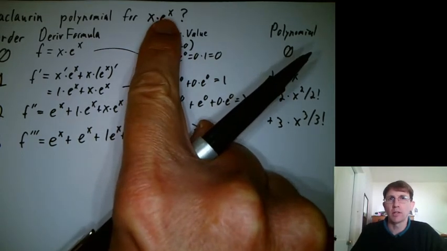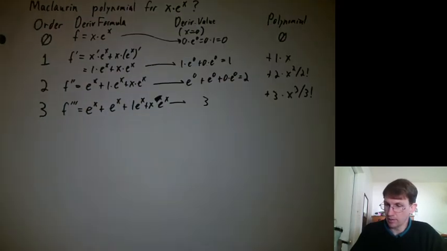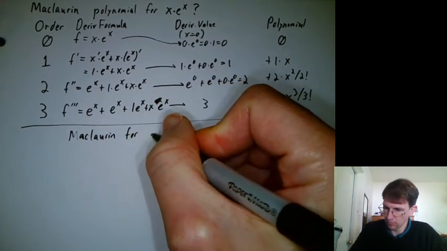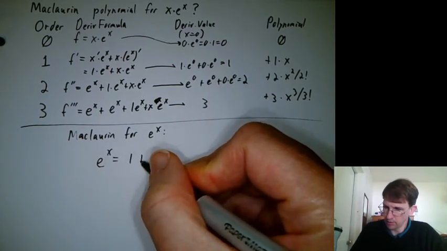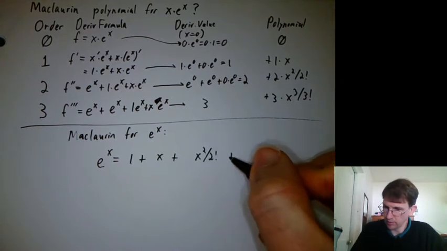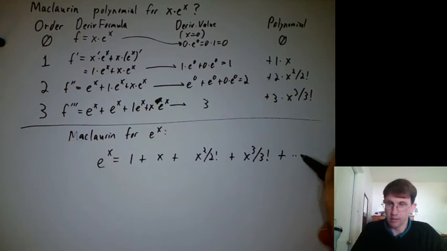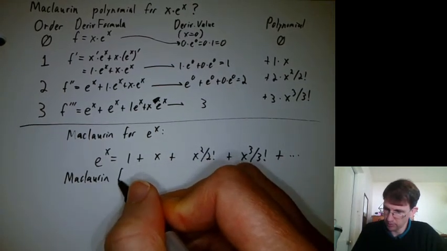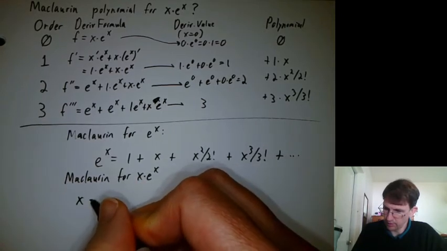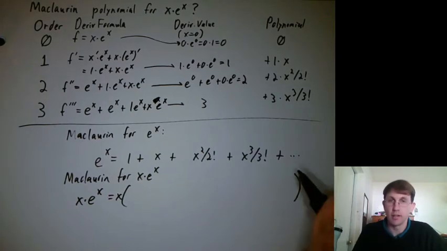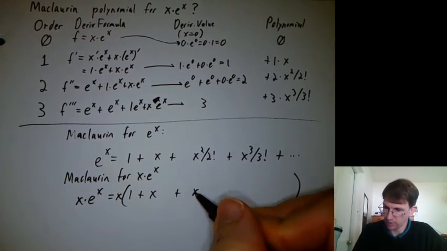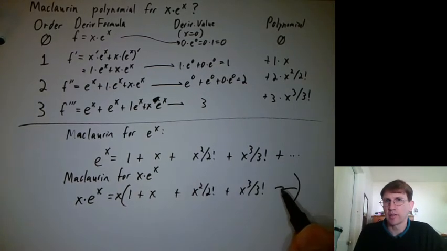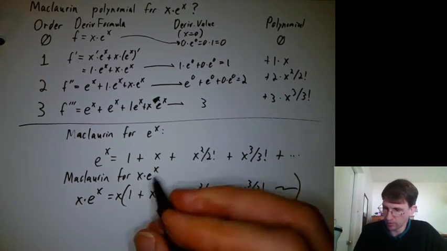But we could say, well, we know the Maclaurin series polynomial for e to the x. Let's just write that. So we got e to the x is 1 plus x plus x squared over 2 factorial plus x cubed over 3 factorial plus etc. That was the pattern. So what we might guess for x times e to the x would be x times that whole thing. So just copy 1 plus x plus x squared over 2 factorial plus x cubed over 3 factorial. I'm being kind of vague here deliberately, like, are we really going on forever or just stopping at 3? It doesn't really matter in this part of the section.